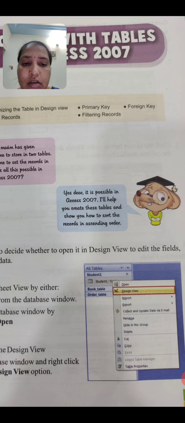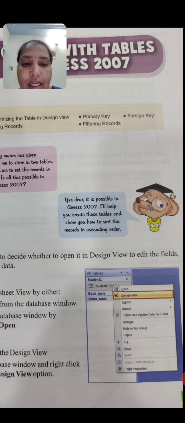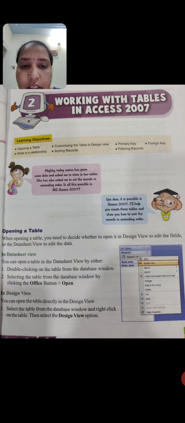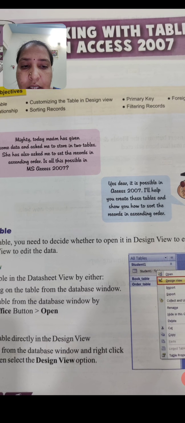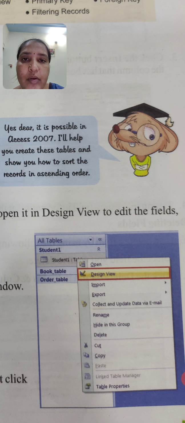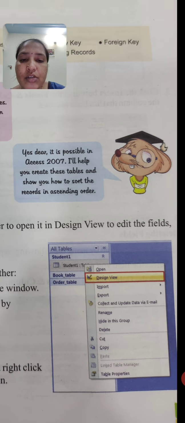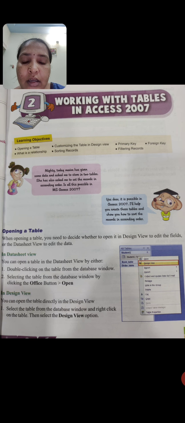We have to open the MS Access 2007 window. In that we should click on All Tables. Here they have given All Tables, and it is going to show. Then the datasheet will look like this. See here, student one, it is going to show all the tables that you have created. If you have created a table with the name student one, it will show it. Okay, this is how we have to open the table.